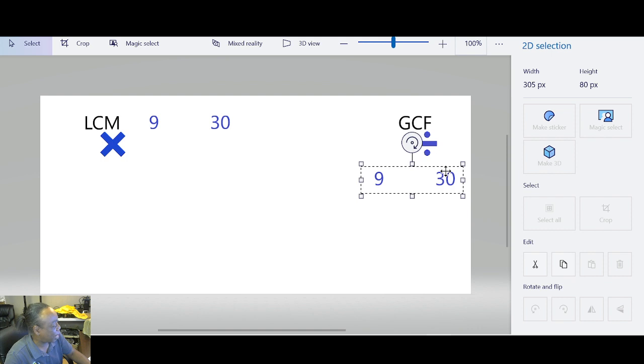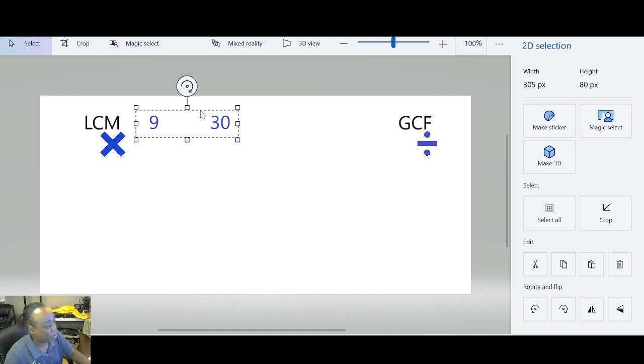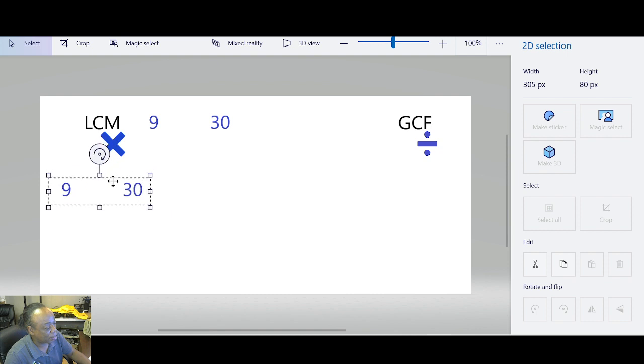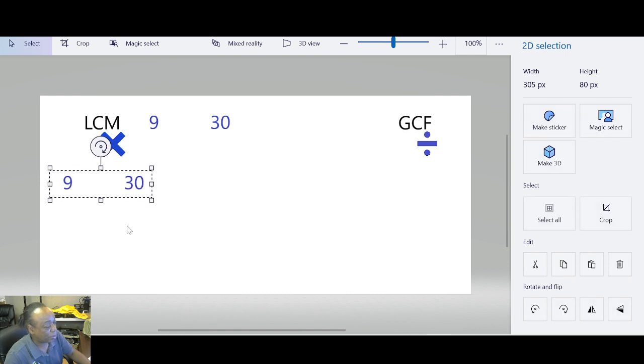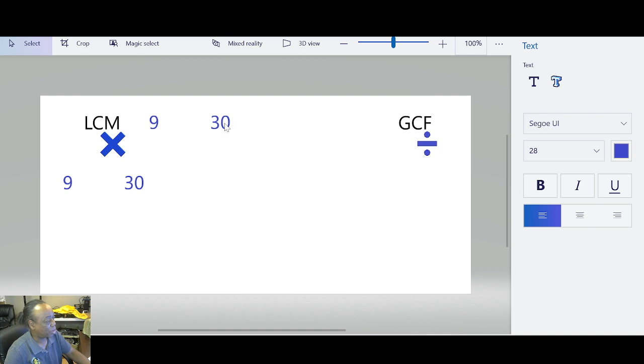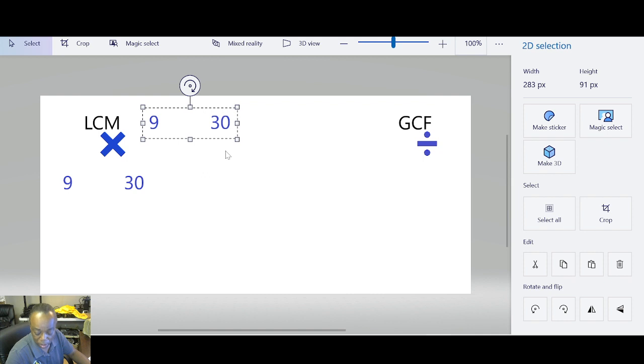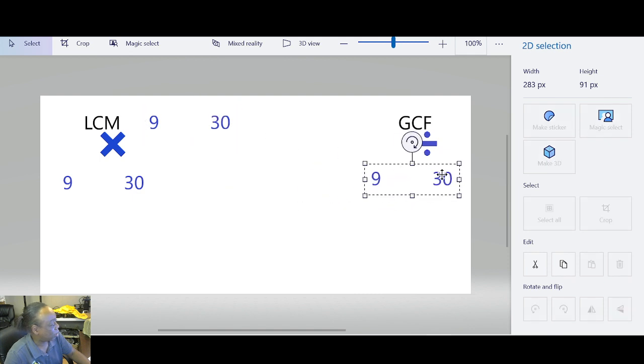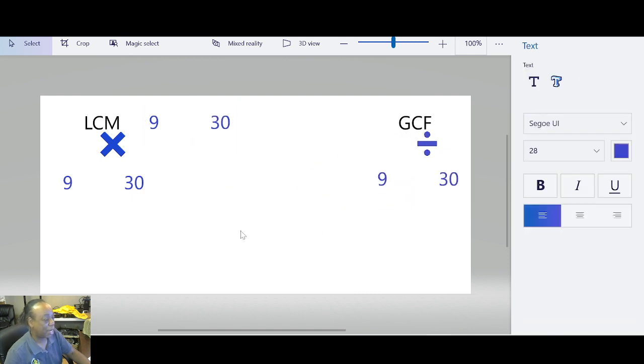So we'll try to find the GCF of 9 and 30, and we'll try to find the LCM of 9 and 30. So, multiplication tables. I know my multiplication for 9: 9, 18, 27, and so on. And 30 would be 30, 60, 90.